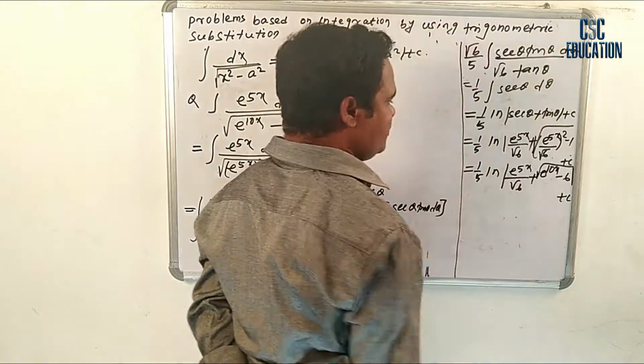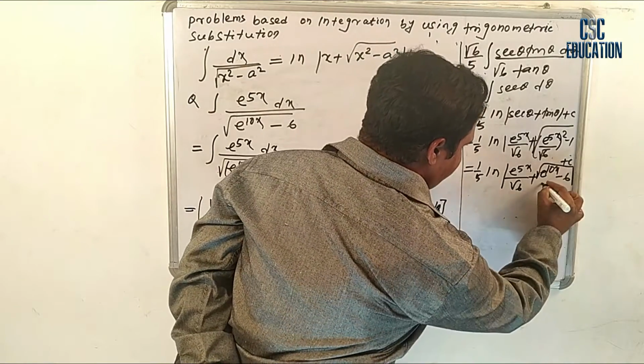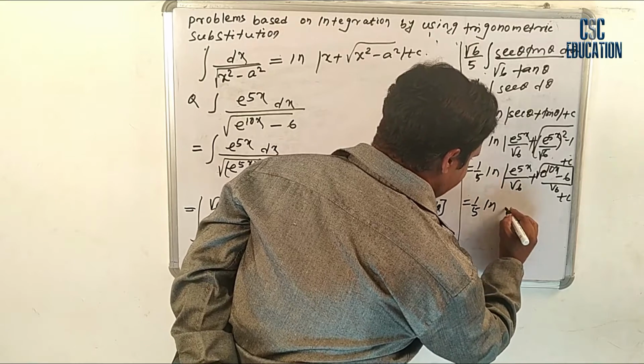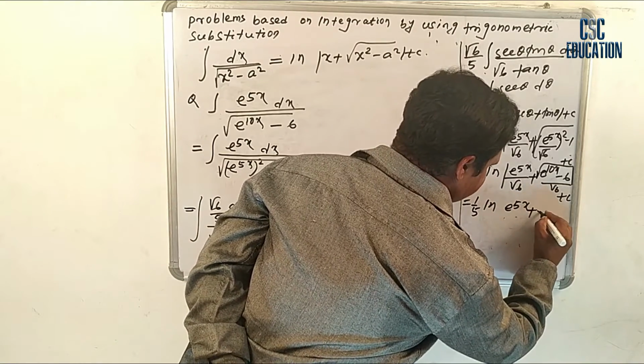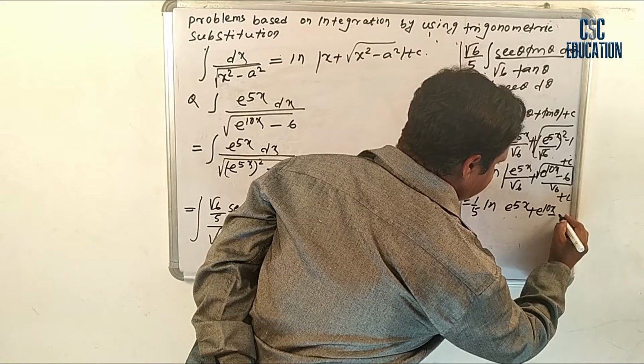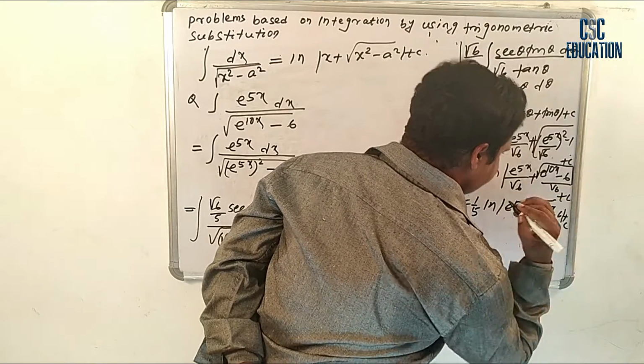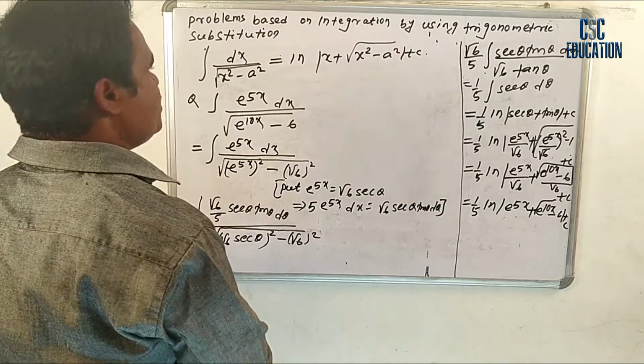Now divided by root 6, this value equals 1 by 5 ln of e to power 5x plus the square root of e to power 10x minus 6, plus c. Okay, this is the answer of this question.